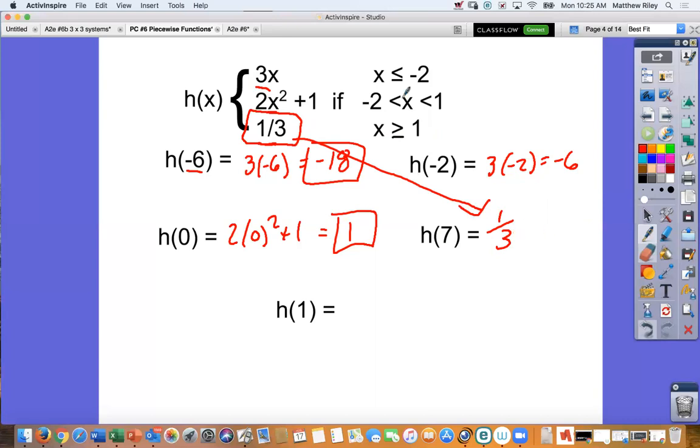Now we've already talked about this, but I'm going to change it up. You see how I put that in there? So what is my value of h of 1? It's still going to be what? 1/3. Exactly. Any questions right now?